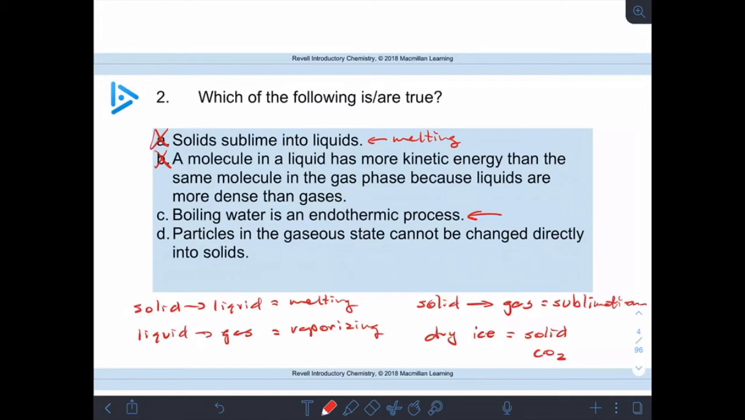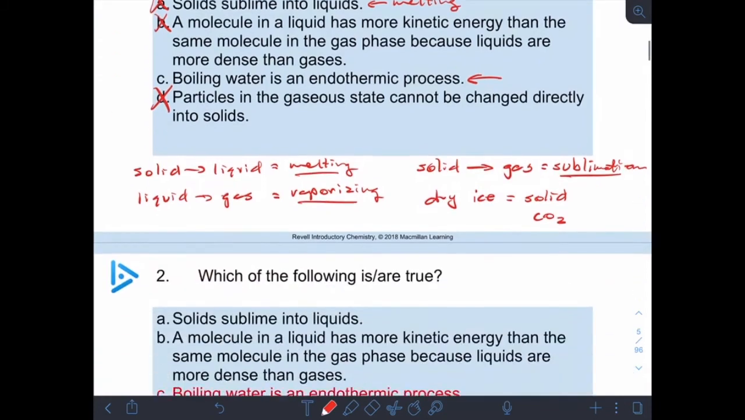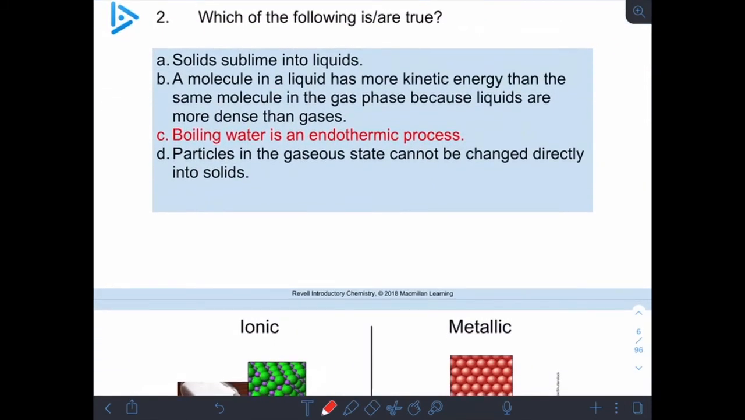Particles in the gas state cannot be changed directly into solids. Well, it may not be obvious, but any of these things, the melting, the vaporizing, the sublimation, those can all go both ways, right? A liquid can freeze and become a solid, a gas can condense and become a liquid, and a gas can, we call it deposition, and become a solid. So that is also an incorrect answer, because gases can be converted directly into solids if you have the right conditions. So boiling water is an endothermic process is the correct answer.